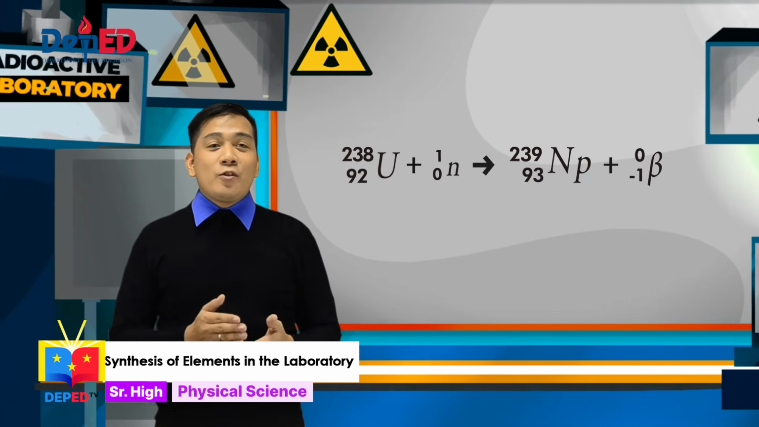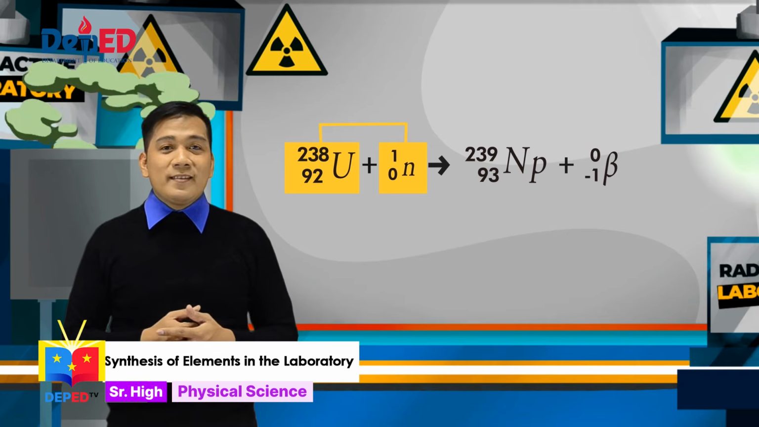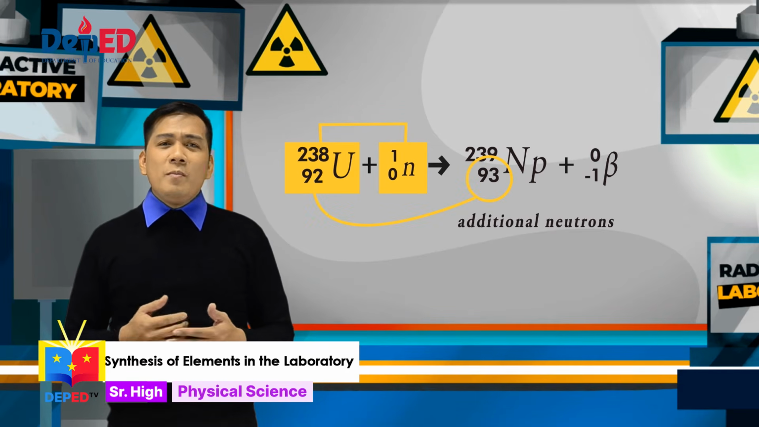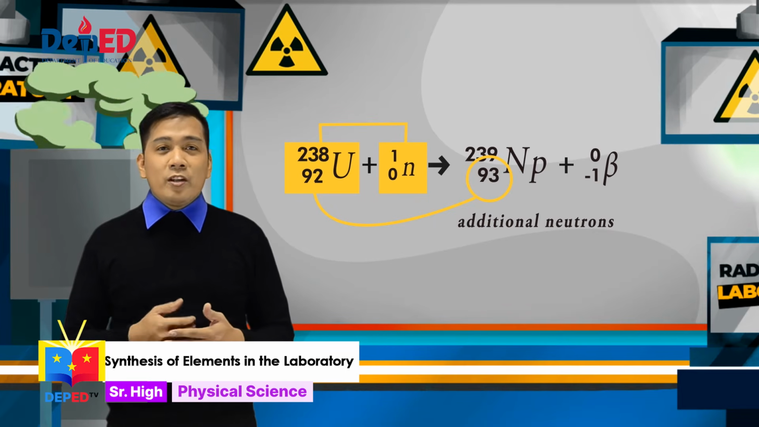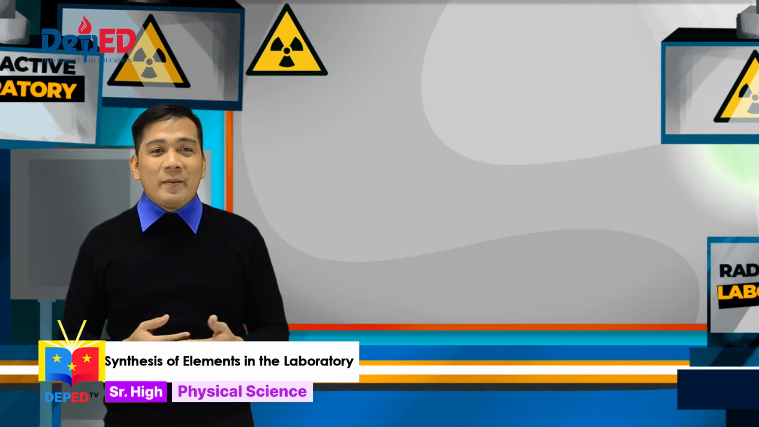The first part shows that uranium-238 collided and combined with a neutron. Uranium now has an additional neutron in its nucleus. You might be wondering why the number of protons increased when no proton was added. This is what actually happened.